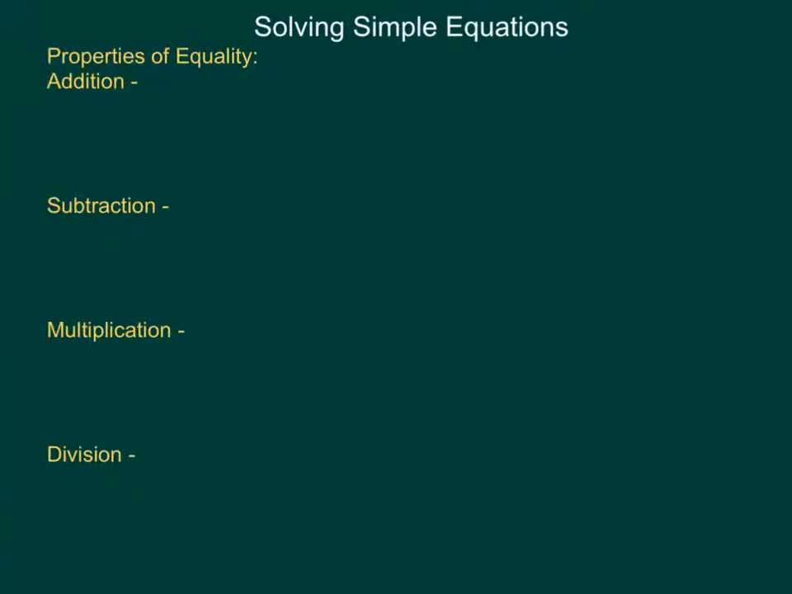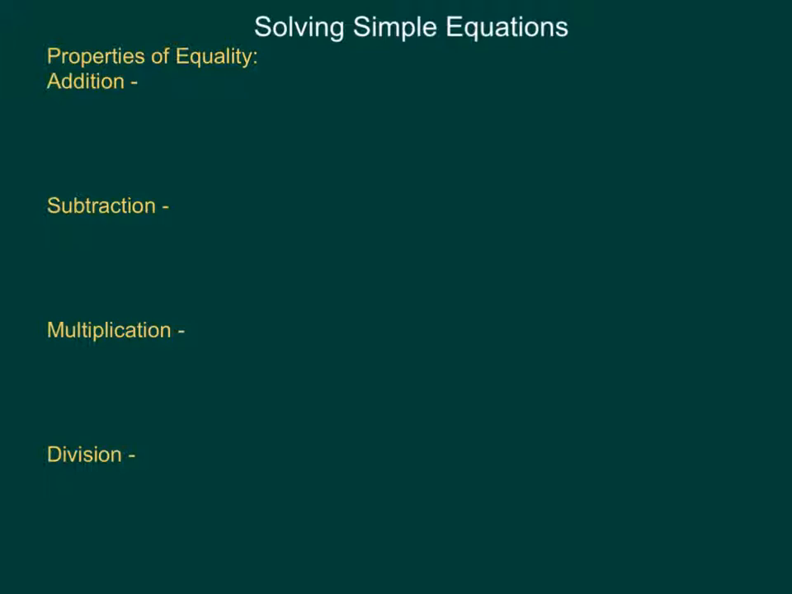And the properties that we're talking about here are properties of equality. There are 4 of them that we're going to be focusing on. The properties of addition, subtraction, multiplication, and division. Now when we look at these, we can look at them from a vocabulary and word English point of view, or we can look at them from a mathematical point of view.